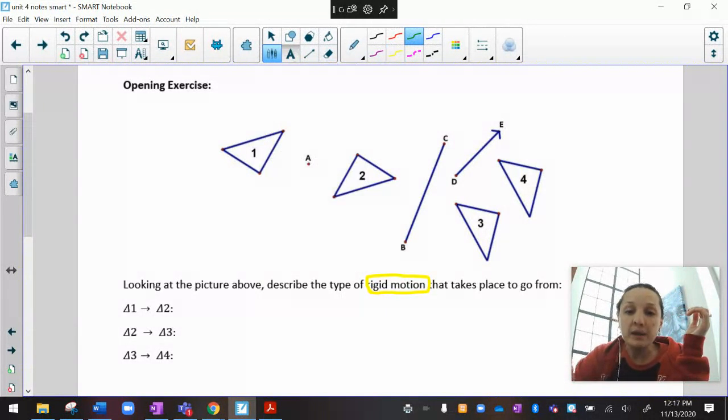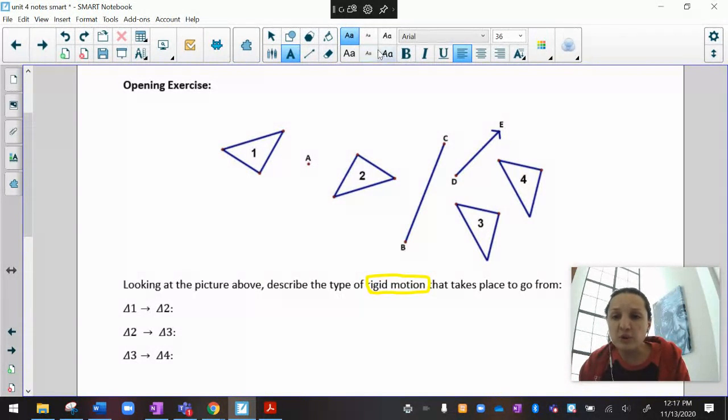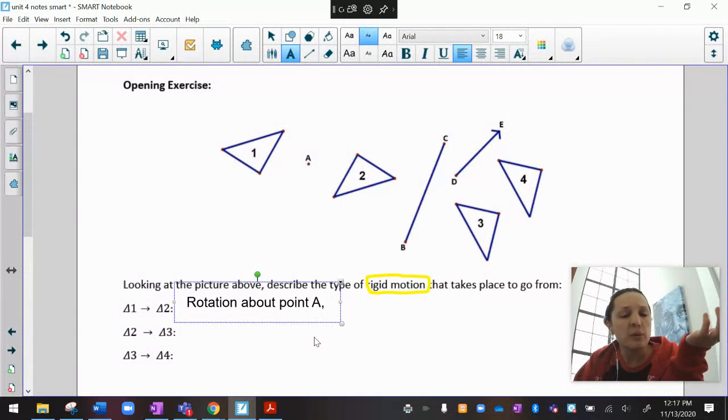Now, beyond that though, what can we do next with these? Well, how did I go from 1 to 2? Well, 1 and 2 are kind of separated by this dot here at A, and I really think I turned this around A. So to go from 1 to 2, we did a rotation about point A. And if I'm going to talk about a rotation, I need to have a center, which I do, and I need an angle of rotation.